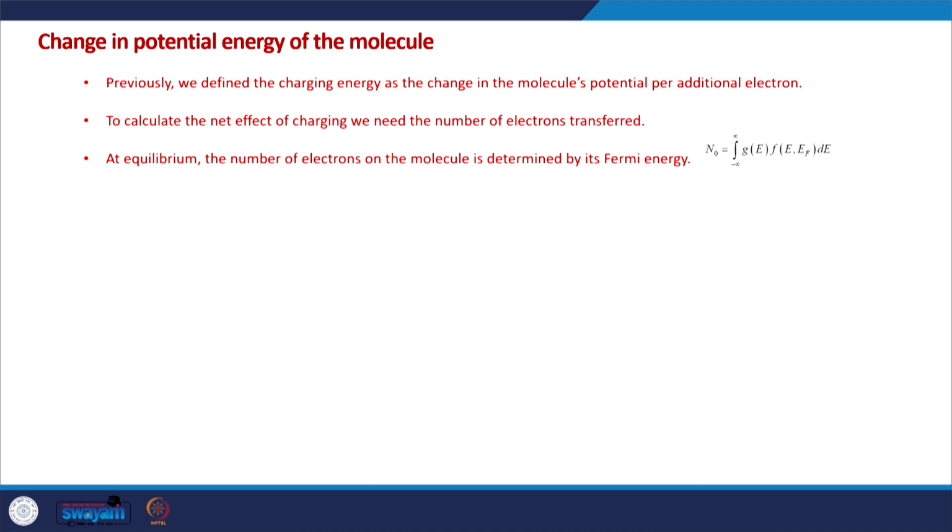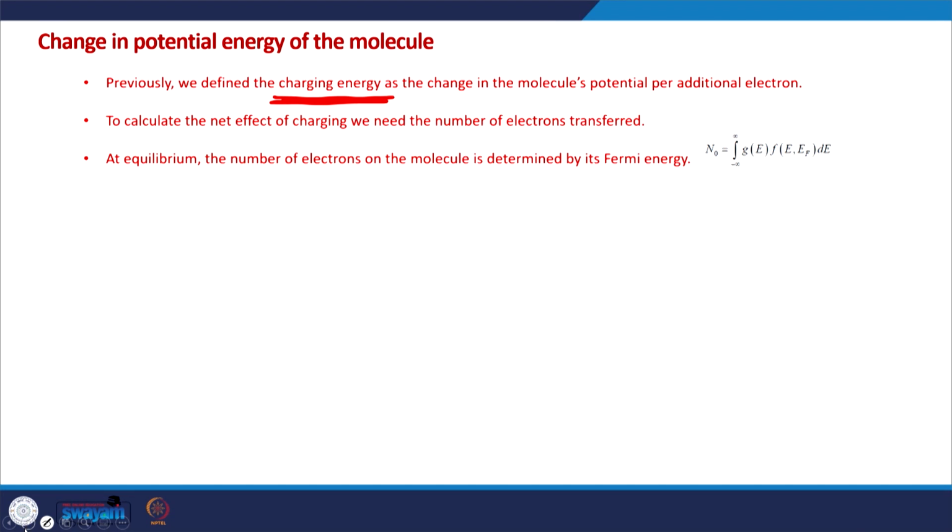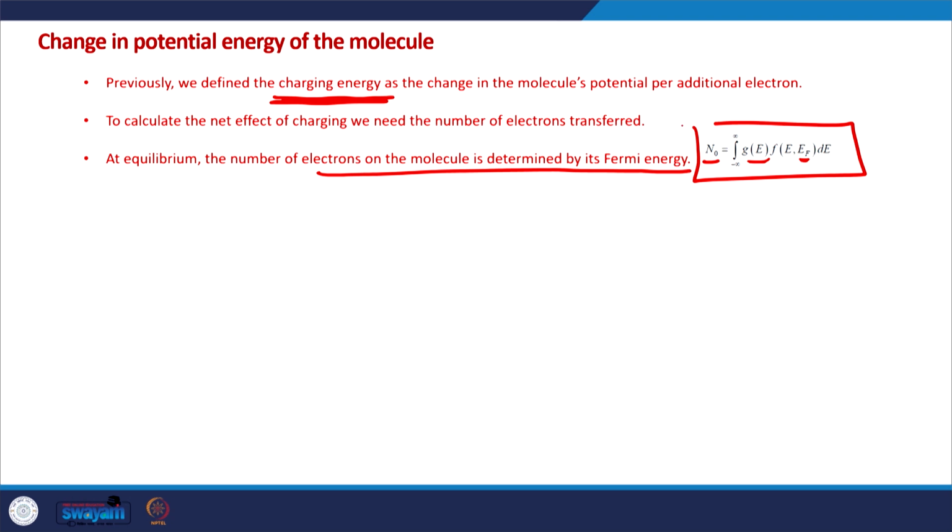Okay. So as we discussed in the previous class, the change in the potential energy is because of two components. One is because of the charging energy, which is the electrostatic component, and second is because of the state filling, which is because of the change in the number of electrons on the system. So if at equilibrium the number of electrons on the molecule were n naught, which is governed by the equilibrium Fermi level of the system, EF, and the density of states of the system. So this is the equilibrium number of electrons on the quantum dot or on the molecule.